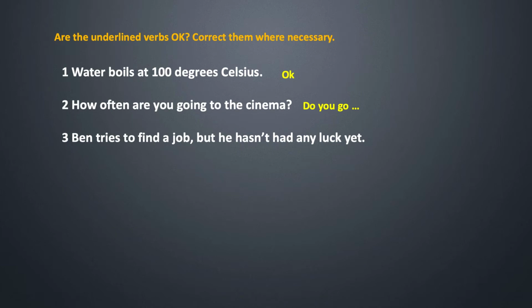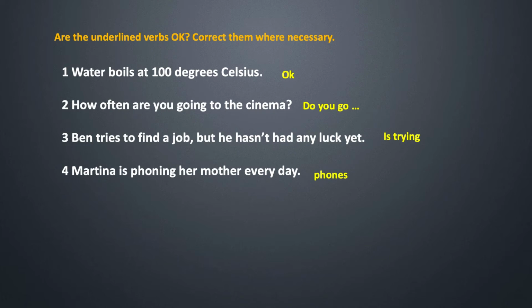Ben tries to find a job, but he hasn't had any luck yet. Is that correct? No, we usually say Ben is trying to find a job, right? Because we speak about things happening at or around the time of speaking, and the action is not complete. Martina is phoning her mother every day. Is that correct? No, we say Martina phones her mother every day, repeated action.